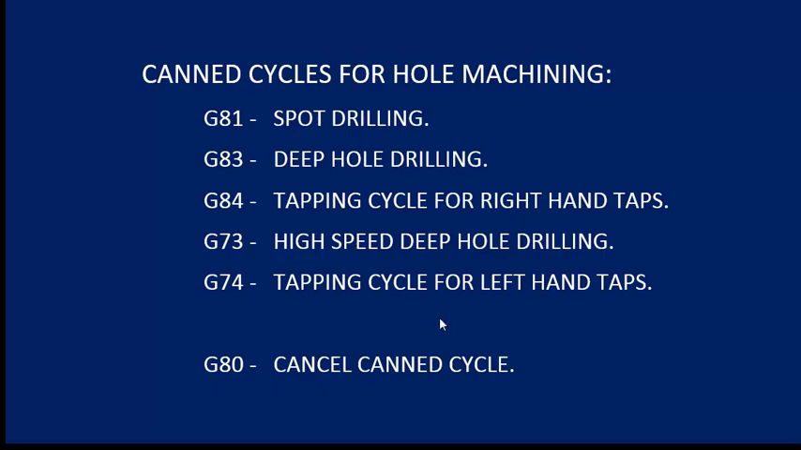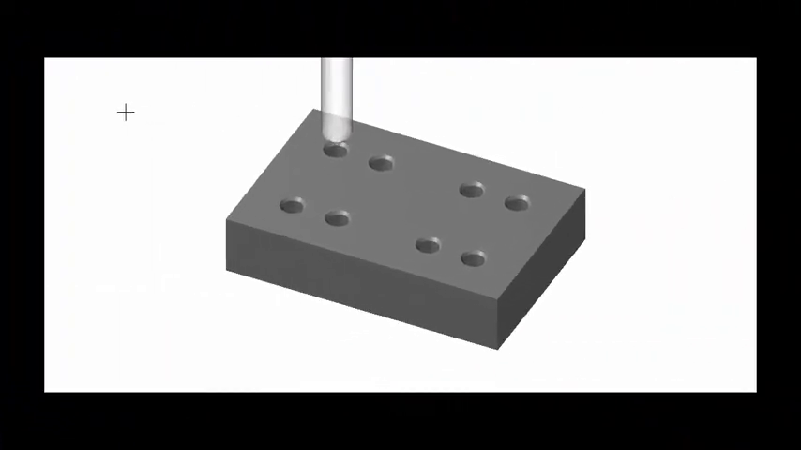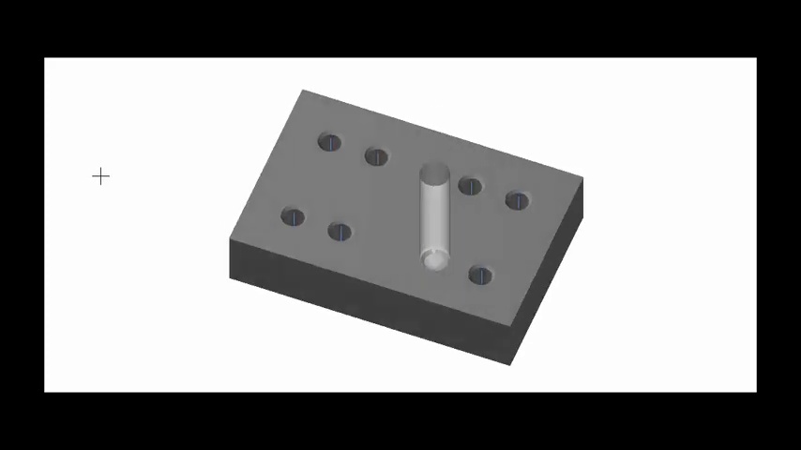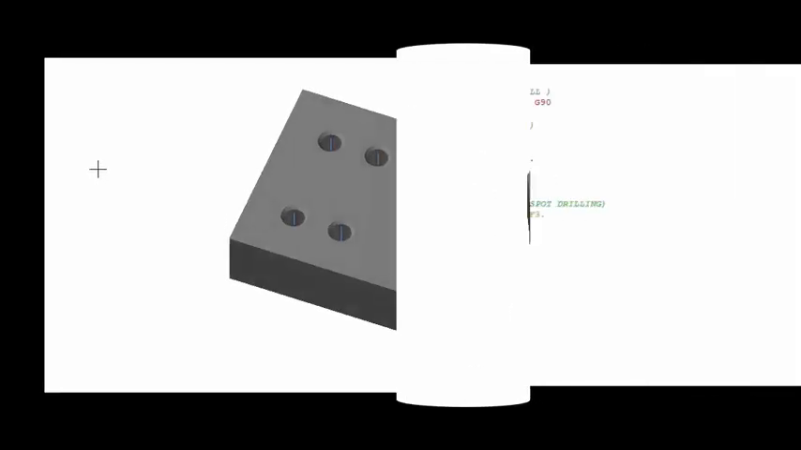Alright, so first we're going to talk about the G81 spot drill canned cycle. As you can see, we have our spot drill going from one hole to the next as it's going 270 thousandths deep and jumps up 100 thousandths above the part as it rapids from one hole to the next. So let's take a look and see what this code would look like if we wrote it out longhand.